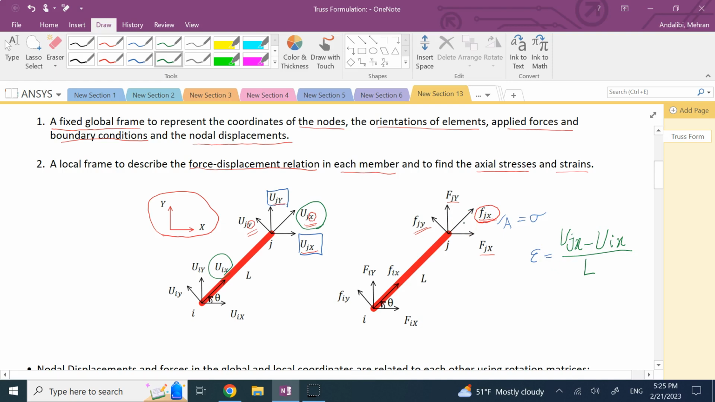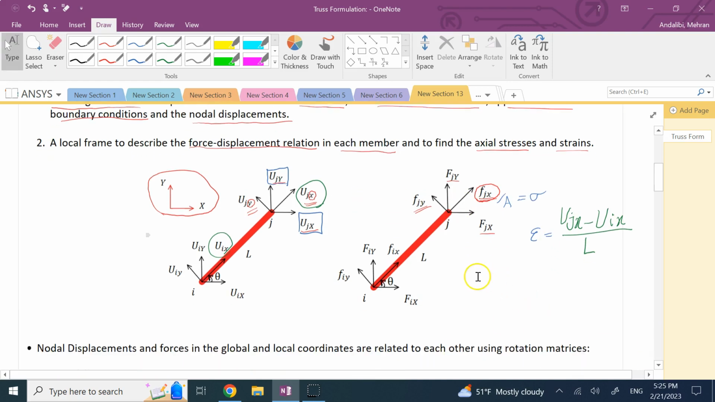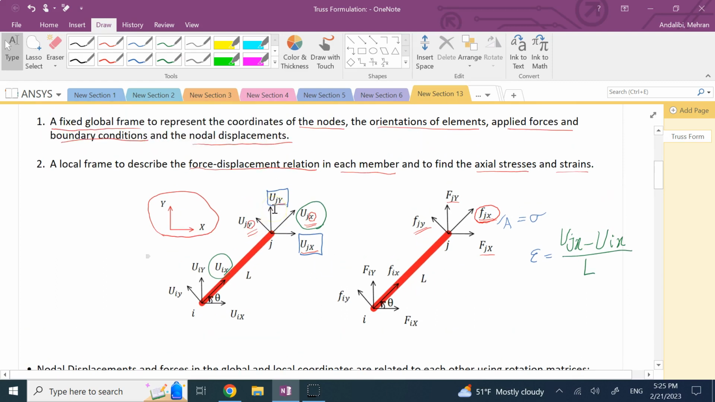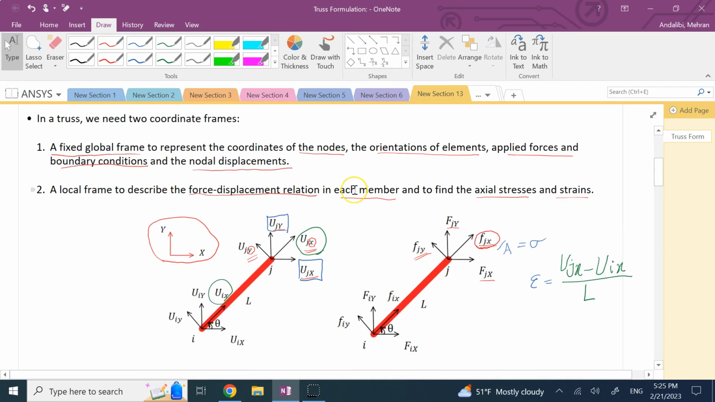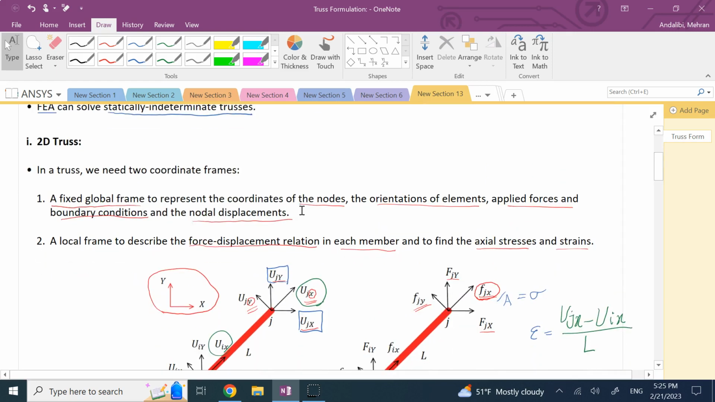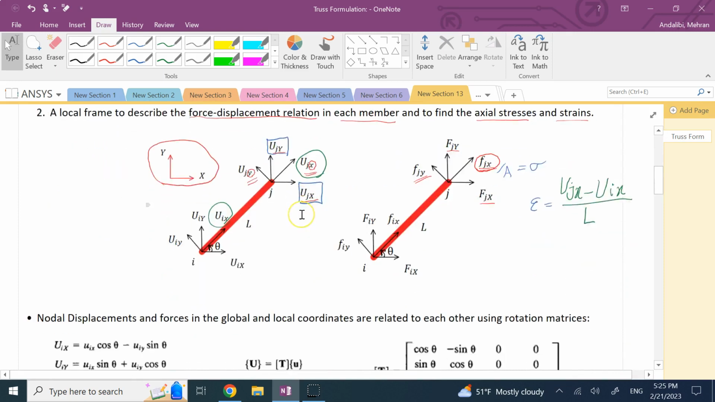Good. Now that we know about this, let's go ahead and find the global stiffness matrix for the truss, for any truss in general. We do it for each member and then we put them together to find the global for the whole truss. And the method of formulation here is the direct method. So for the trusses, the easiest way to do it is the direct method. Okay, we are not going to use minimum potential energy or residuals. The direct method is the easiest for a truss.